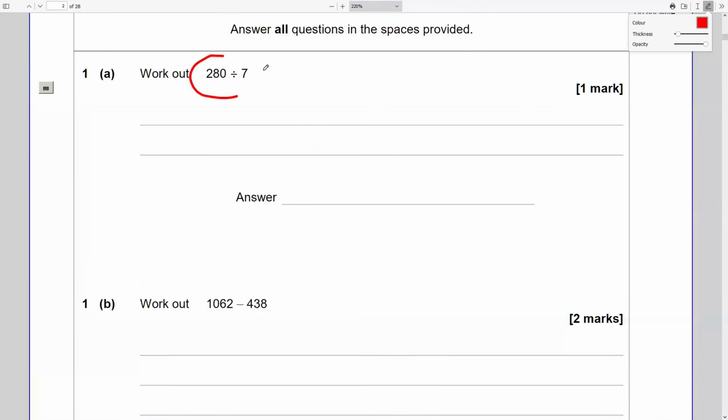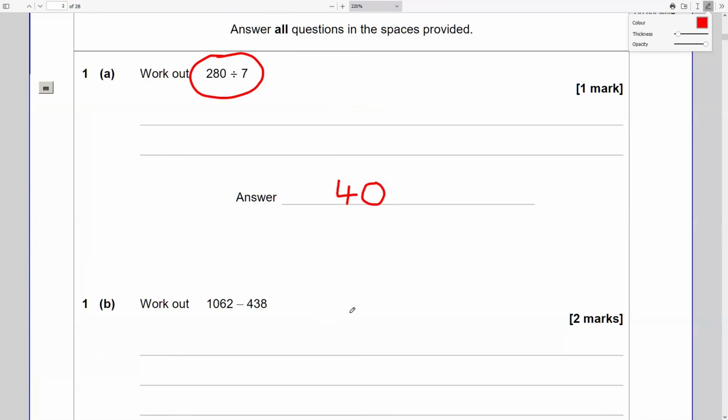Question 1, 280 divided by 7. Well, 7 goes into 28 4 times. Put the 4 down, and we've got a 0 there. Right, okay, that's that one. And it's 1 mark, so there's no working out needed. 2 marks here, so we've got to show some working.